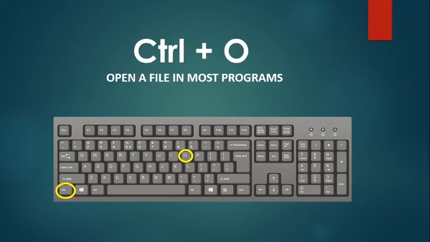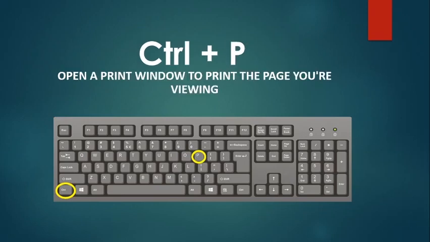Ctrl O is one of the famous ones as well. This will open a file for you. Ctrl P, this is another famous one. It is very useful, especially when you want to print a page on a website or on any particular software you're using, Word, Excel, PowerPoint applications. You can just simply press Ctrl P and it will open up the print menu for you.